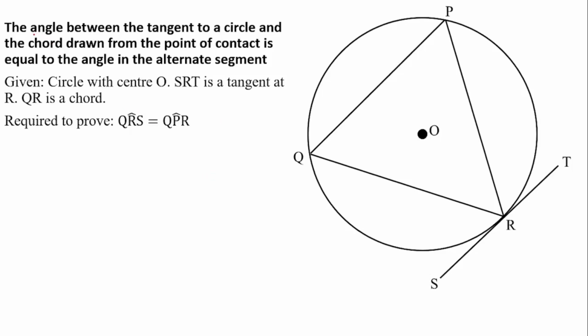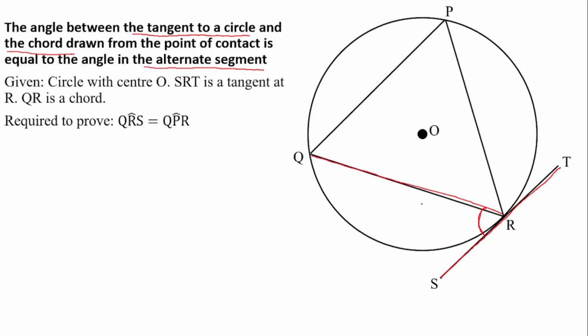Now, this is what we want to do. We want to prove the theorem which says that the angle between the tangent to a circle and the chord, right? We have the tangent here, this is the tangent, and then we have the chord. We can also talk of the tangent and chord PR, but I'll just do with the chord QR. This angle between the tangent and the chord is this angle here. What does it say? It is equal to the angle in the alternate segment.